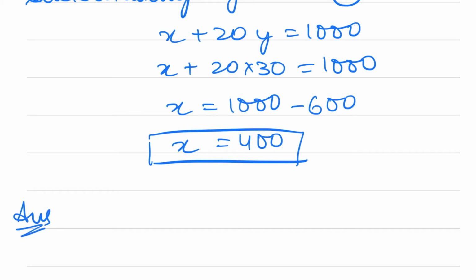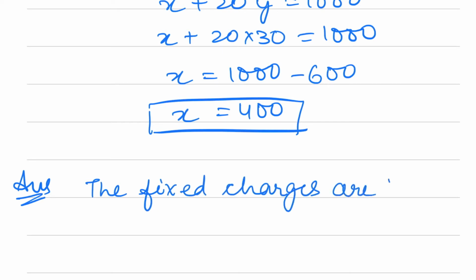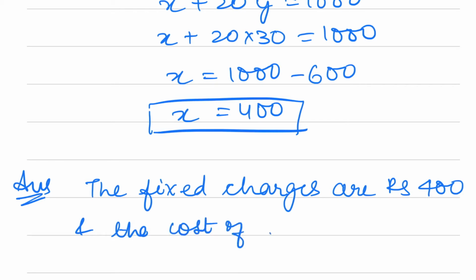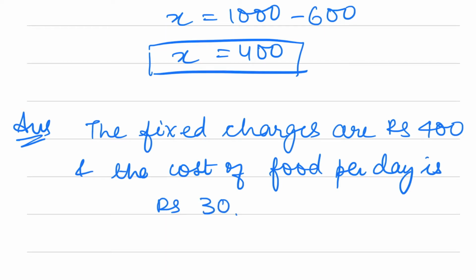So answer I can write down as the fixed charges are rupees 400 and the cost of food per day is rupees 30.